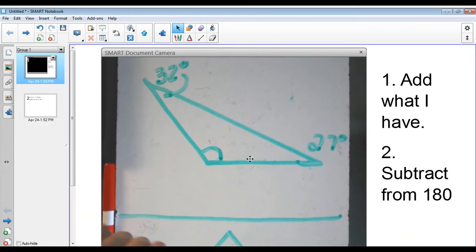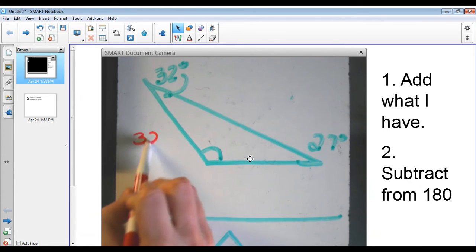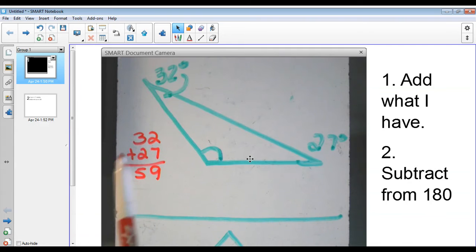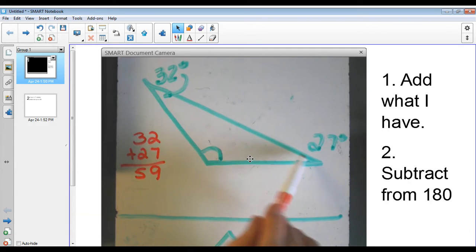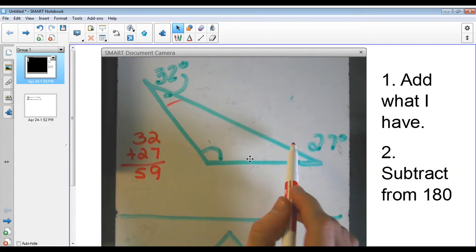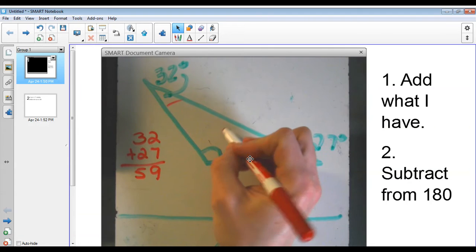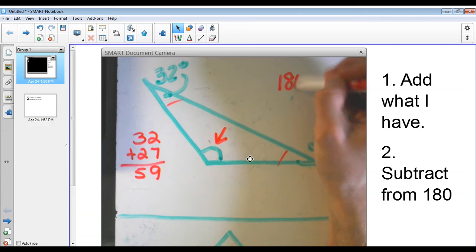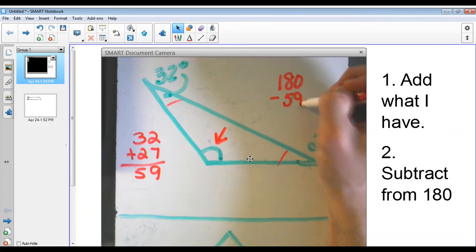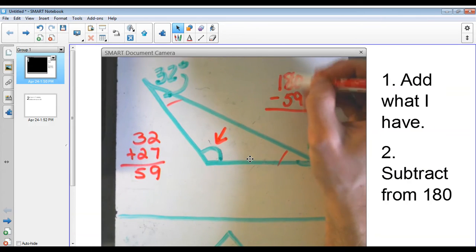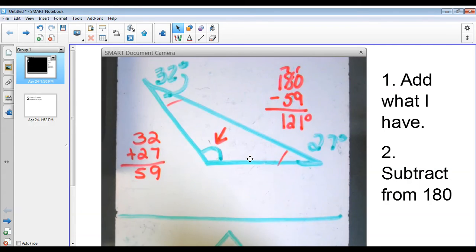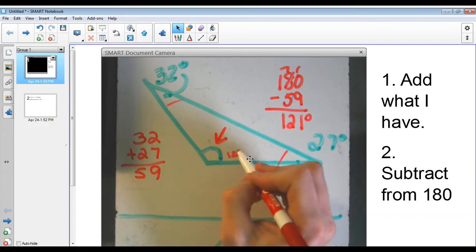So my first step here is 32 plus 27, and I'm going to get 59 degrees. 59 degrees is how many degrees are in these two angles, okay, if I add them up. What I need to do is find out what's in this angle here. So I'm going to take 180 degrees and take away 59 degrees, and I'm going to have 121 degrees left over.